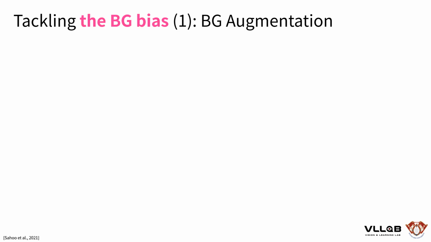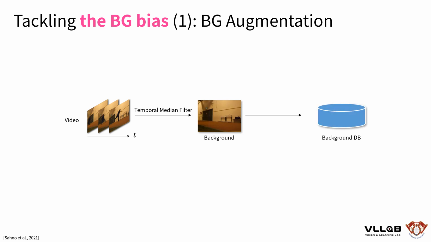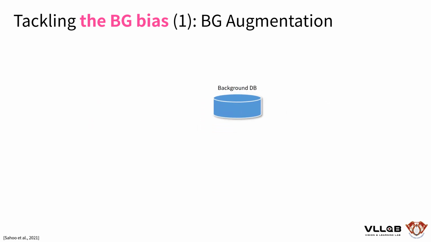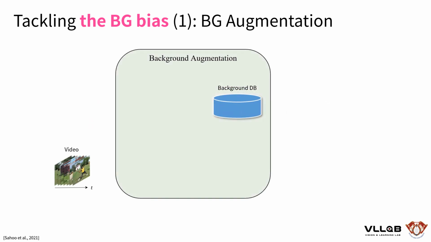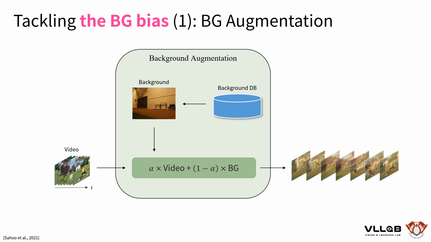For background bias, we choose two techniques. The first one is background augmentation. We have a video. If we apply a temporal median filter to it, we can easily get its background. So we'll make a background DB. With this DB, we can do background augmentation. When a video comes in, we choose one background in the DB, and we blend them to get this. This simple idea can prevent the model from exploiting the background as a hint.